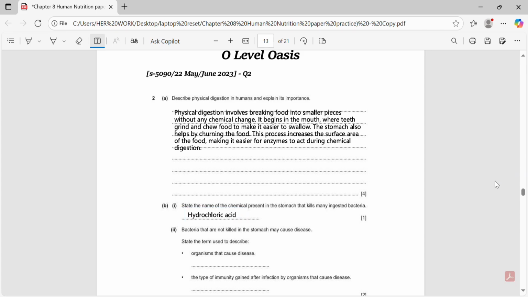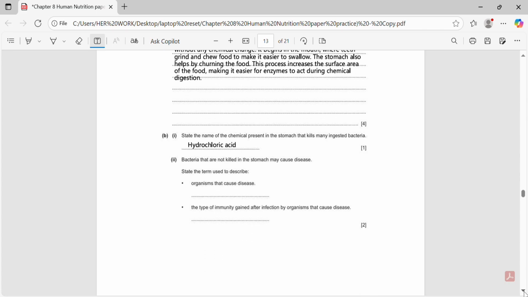It says, bacteria that are not killed in the stomach may cause disease. State the term used to describe organisms that cause disease, and the type of immunity gained after infection by organisms that cause disease. Here we can identify two things. First, the organisms that cause disease are called pathogens. Second, the immunity developed after infection is called active immunity because the body produces its own antibodies.